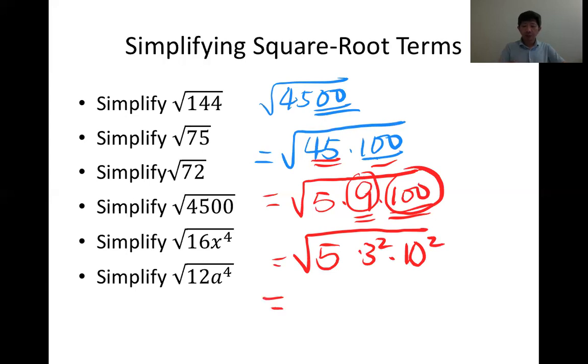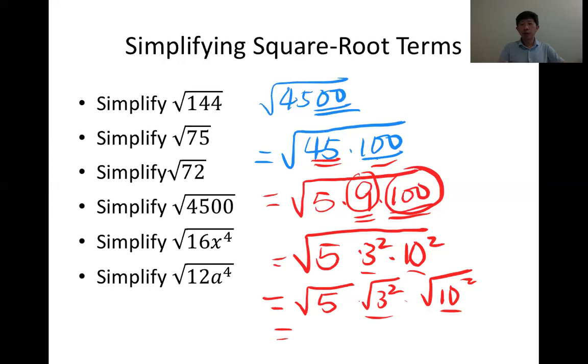So now we have 3 and 10, right? Cancel this out. So actually it is the square root of 3 squared, square root of 10 squared. Therefore 3 and 10, right? Now the square roots cancel out the squares. So we have a 3 and 10. 3 times 10, how many? 30. So 30 times the square root of 5. That will be the answer, okay?